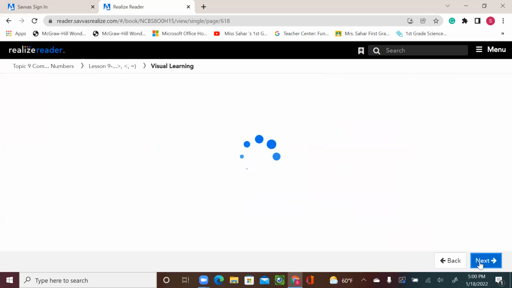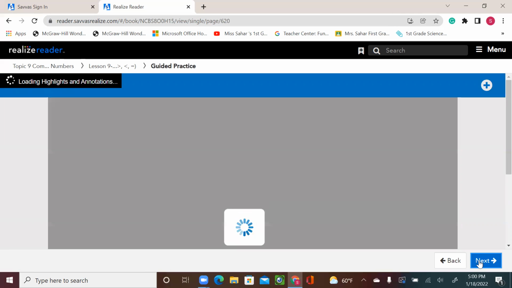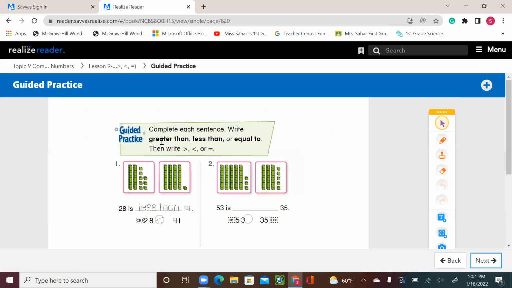So let's go for some of our guided practice and answer the questions. In your book, page 378, complete each sentence, write greater than, less than, or equal to. Then write the symbol. As we see, the first one, when this symbol opens, I call this a crocodile mouth, and this is open toward the big number. That means the first number is bigger than the second number. The opposite would be less than. And then we have equals. That's when my two numbers are the same.